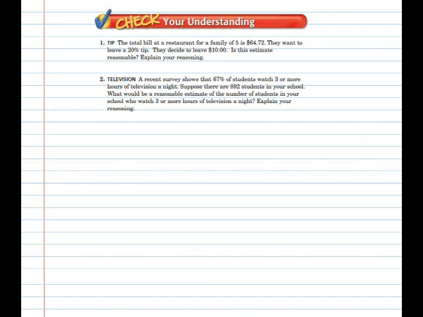Check for understanding. The total bill at a restaurant for a family of 5 is $64.72. They want to leave a $20 tip. If they decide to leave $10, is this estimate reasonable?